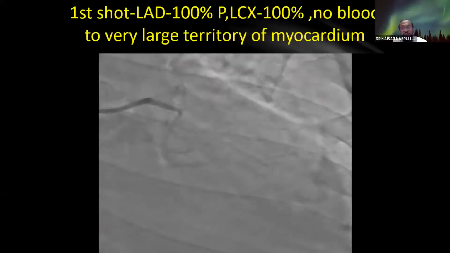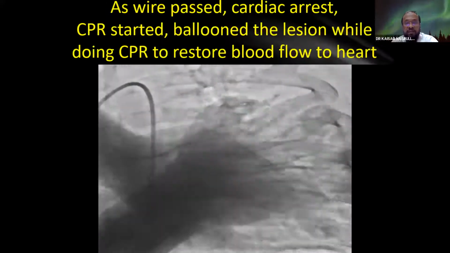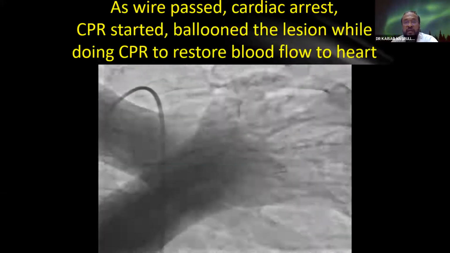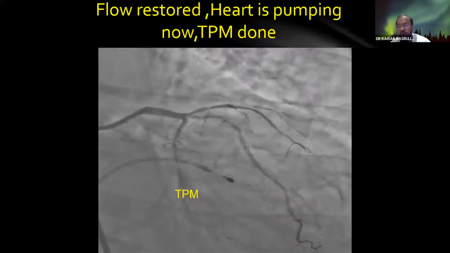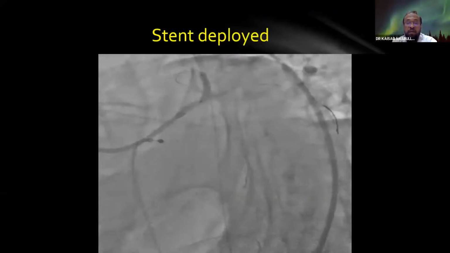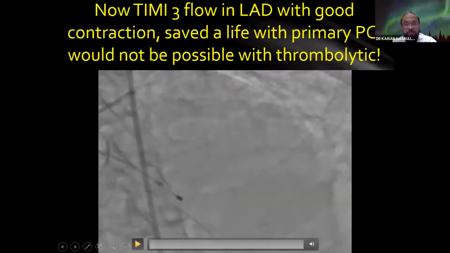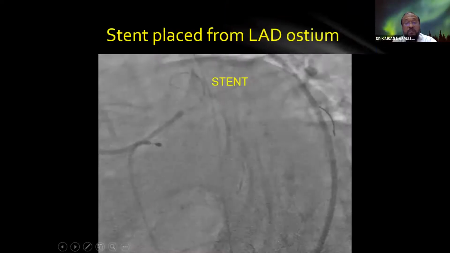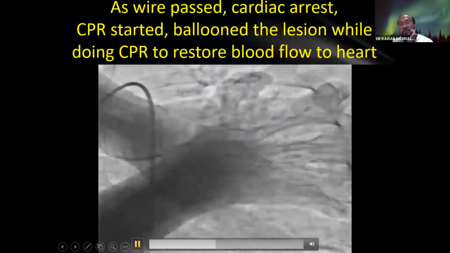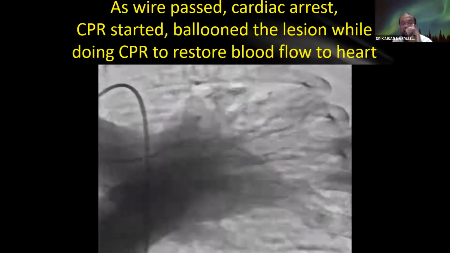First shot, you can see all things are closed, LAD closed, LCx closed, just left main open. In the next step, the patient went to arrest. So CPR started. During the CPR, I passed the wire and ballooned the lesion to restore blood flow. You have to understand, within 1 minute, if you don't restore blood flow in the heart, the patient will die. So here we are doing CPR, and while doing CPR, wired the vessel, ballooned it, restored blood flow.